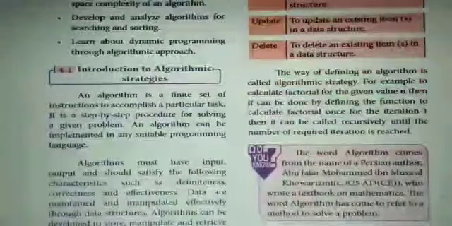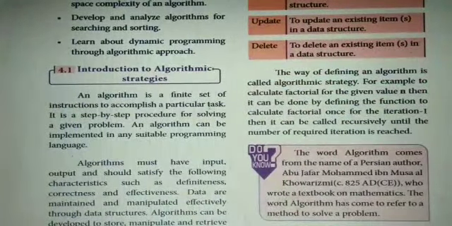An algorithm, as I already told you, is a finite set of instructions to accomplish a particular task. So a finite set of instructions that should be step by step in correct order. That is important. It is a step by step procedure for solving a given problem. That is called an algorithm.